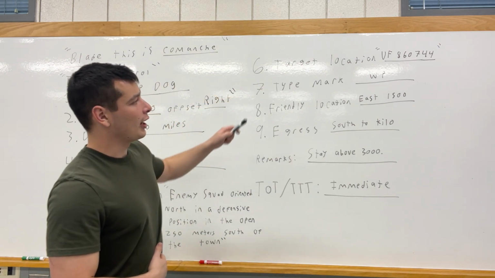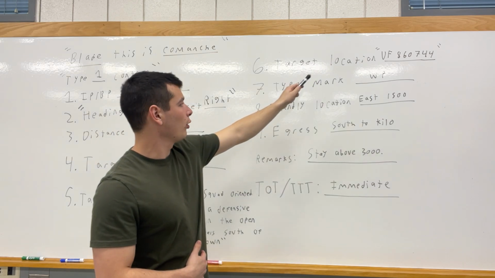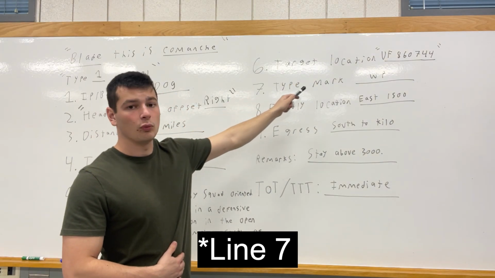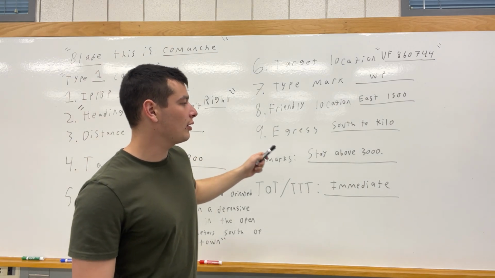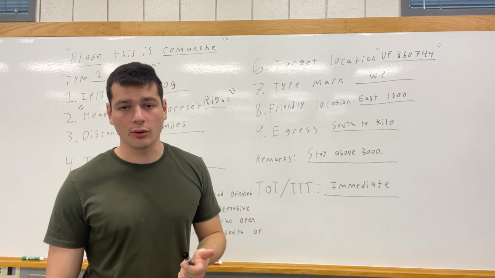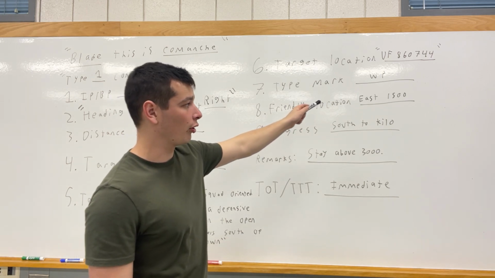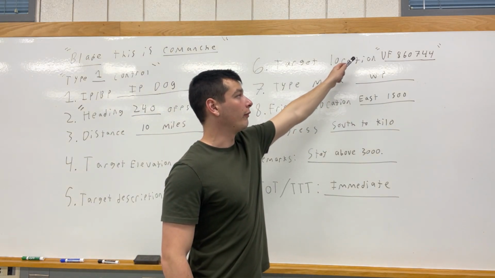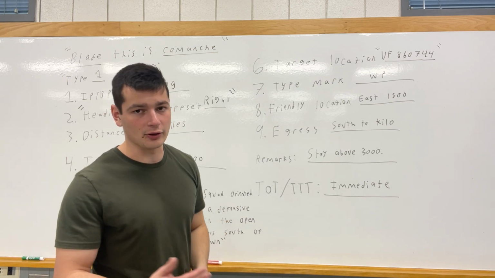Line 6, target location. We're using a 6-digit grid, Uniform Fox 860744. Line 7, mark, Willie P, white phosphorus. Line 8, friendly location, again using a cardinal direction and meters, east 1500. That means that friendly forces are 1500 meters east of this grid where the target is, but it doesn't necessarily mean that the JTAC is in that position.